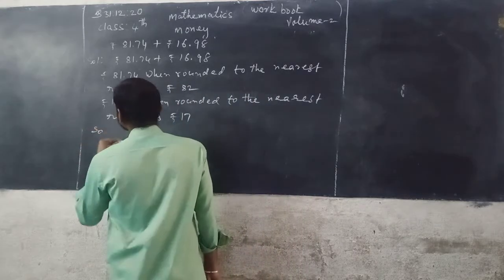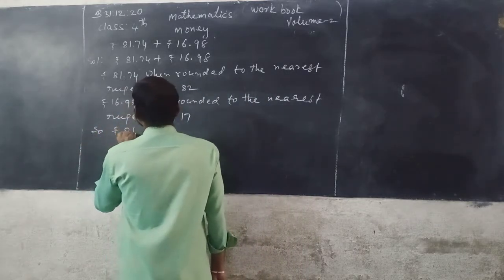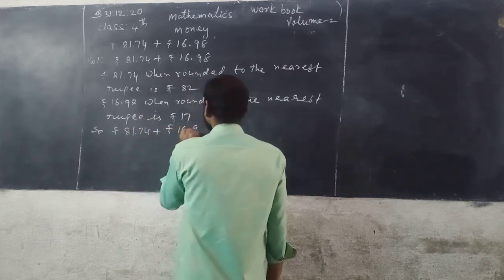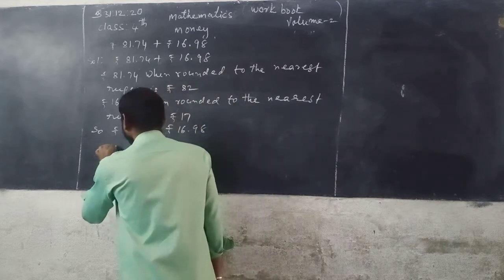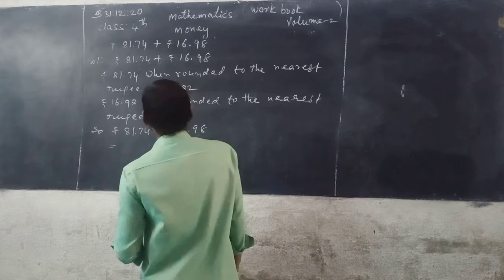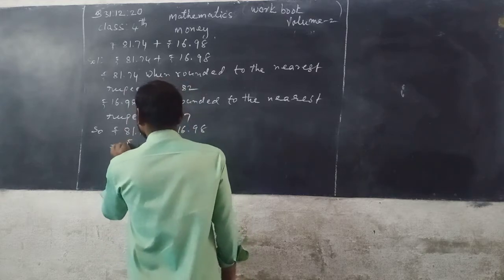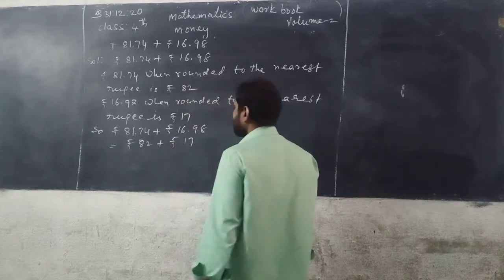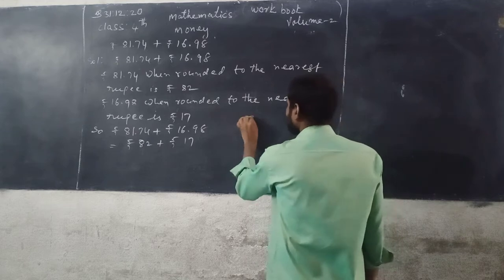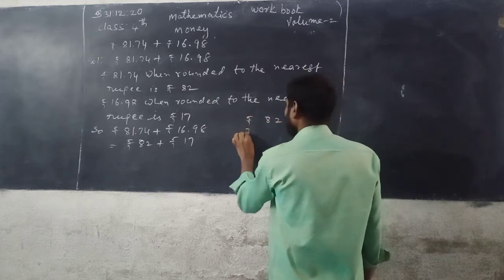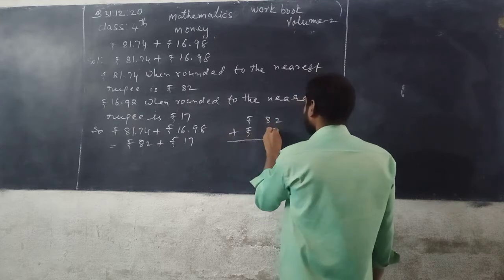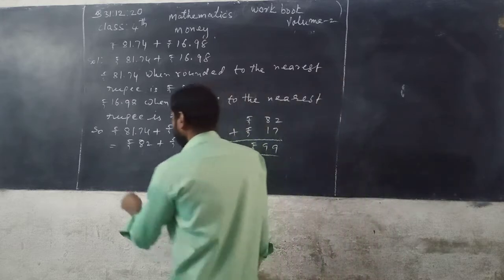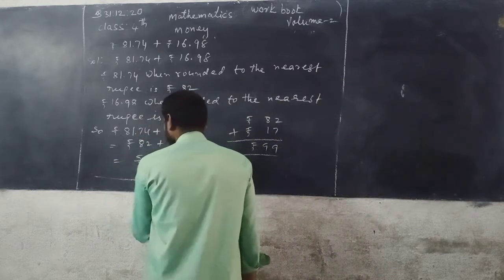So 81 rupees 74 paise plus 16 rupees 98 paise. 81 rupees 74 paise can be written as 82 rupees plus 16 rupees 98 paise can be written as 17 rupees. Then add: 2 plus 7, 9, 8 plus 1, 9, 99 rupees. That's all, beta.